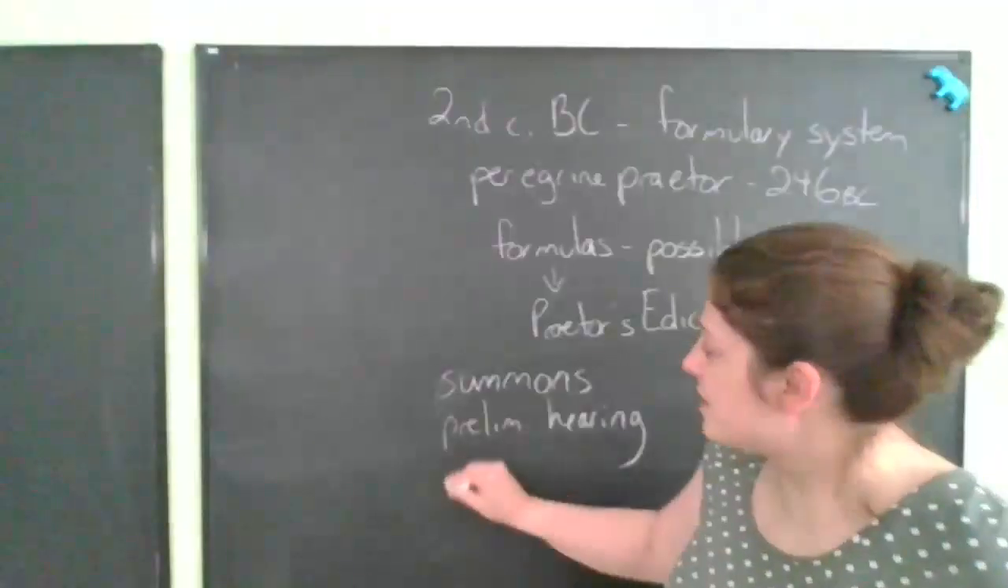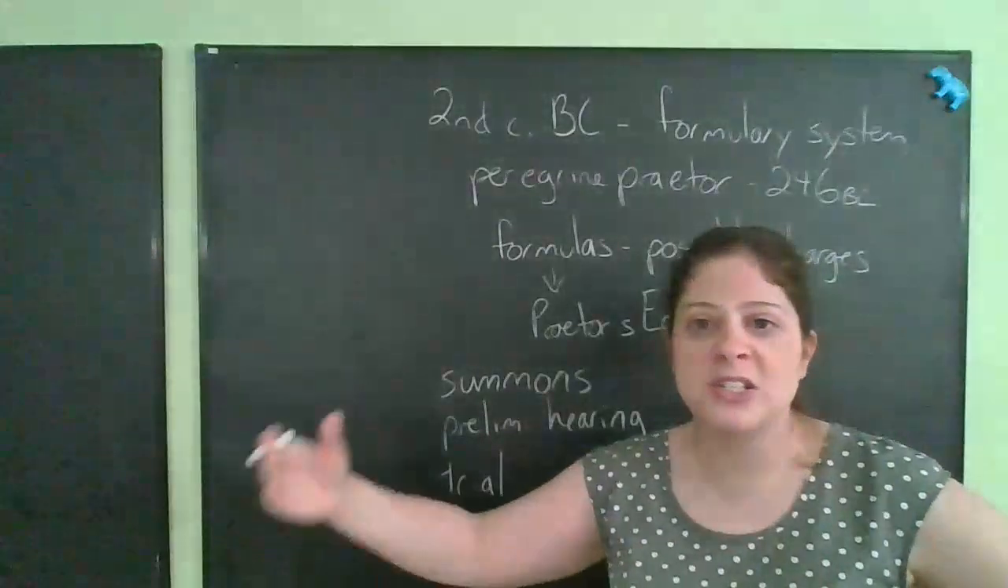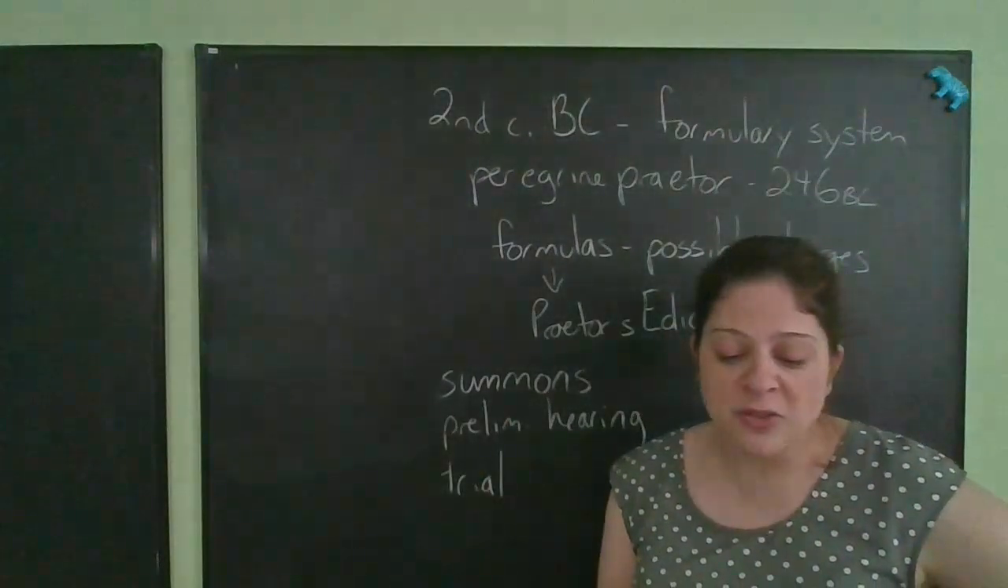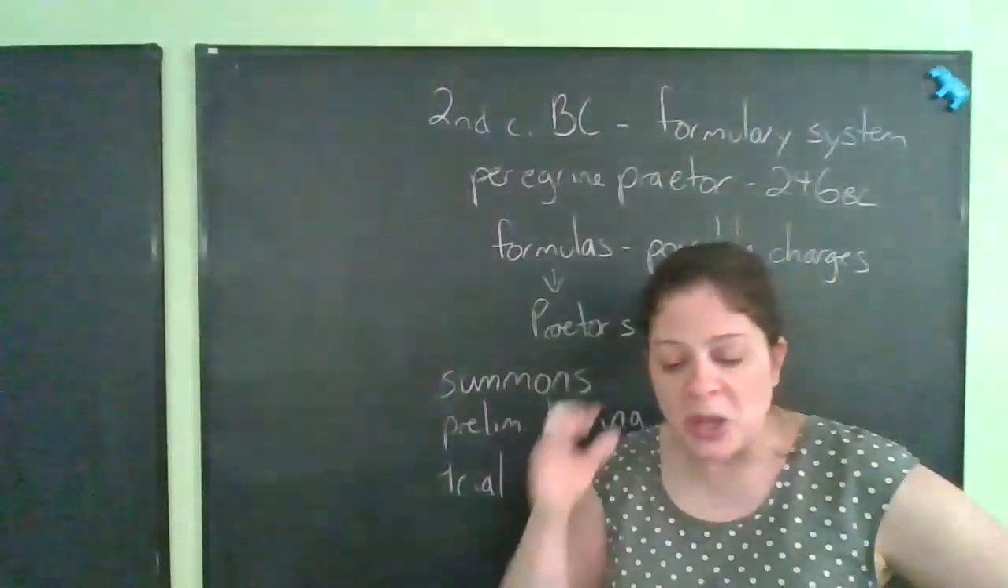And so then we get to the trial, and the trial is the same. The judge hears both sides, you can have witnesses or evidence, you can have an advocate speak for you, and at the end of it, the judge makes his decision, and that is final. There is no appeals court.